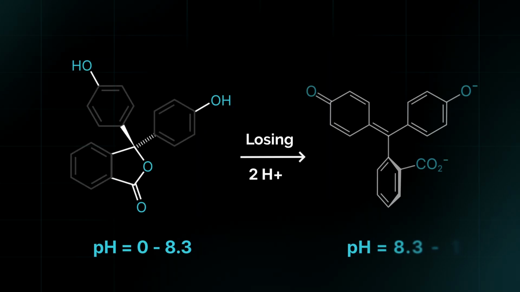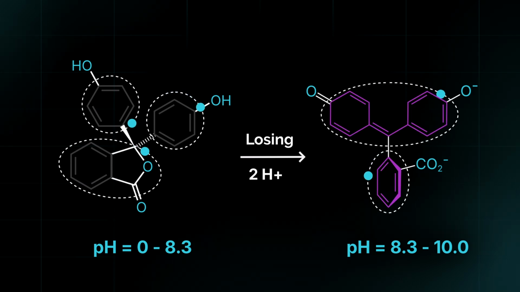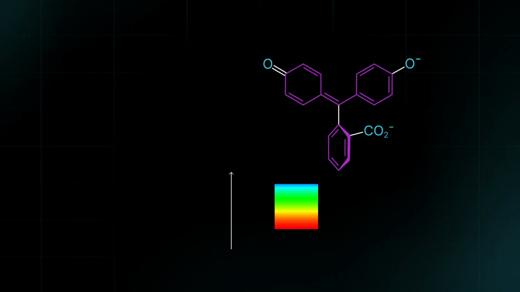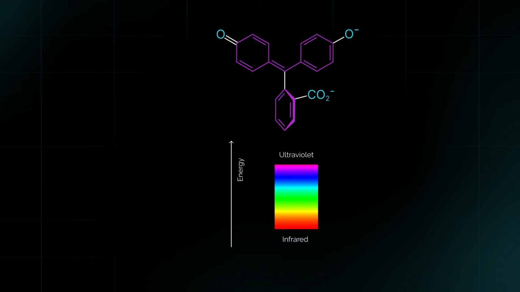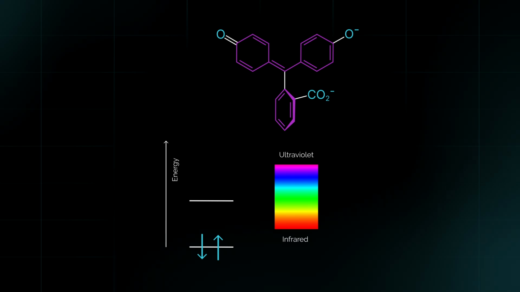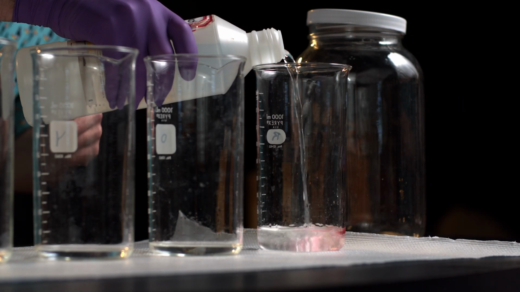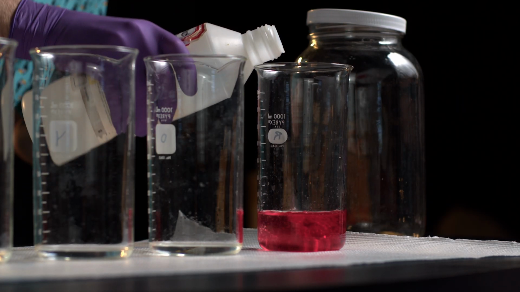But when we add a base, the molecule gets deprotonated. This changes the structure of the indicator because the molecule has lots of delocalized electrons that can roam all over a big area. This delocalization lowers the energy gap between the molecule's electronic states. So the molecule now absorbs and reflects light in the visible range, giving us that bright red color.